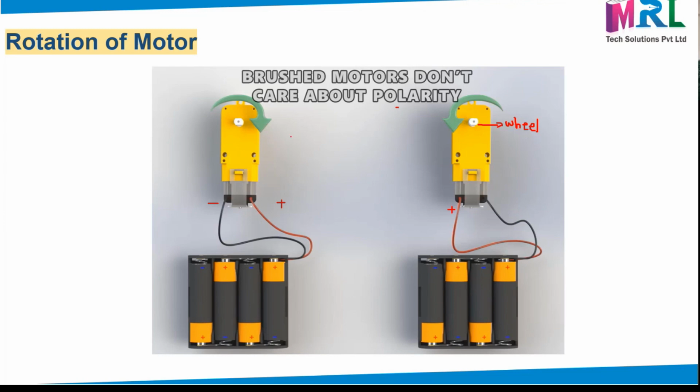So that is the thing. So here in the car, it has forward and backward. You have to move the car in the forward direction and also in the backward direction. How are we going to do that? By changing the polarity.